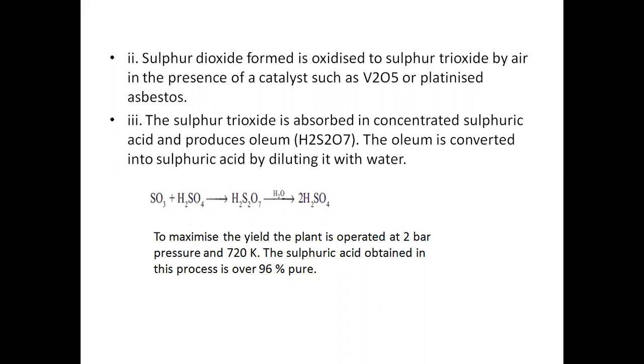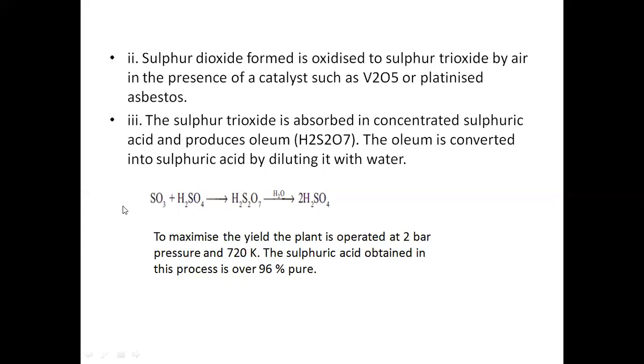In the third step, the sulfur trioxide is absorbed in concentrated sulfuric acid and produces oleum, H2S2O7. The oleum is converted into sulfuric acid by diluting it with water. So the SO3 formed in the second step, we treat with sulfuric acid, and we get H2S2O7, that is oleum. In the next step, we dilute that oleum, and it changes into sulfuric acid.